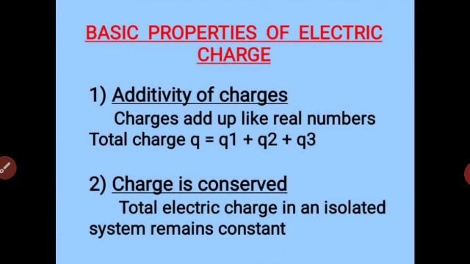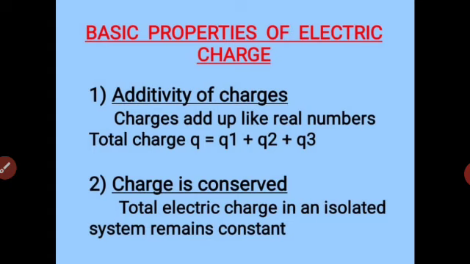Let us now see the basic properties of electric charge. The first property is additivity. That means charges can be added up like real numbers. If we have three objects with charges Q1, Q2, Q3, when we bring these three together, the total charge will become Q equals Q1 plus Q2 plus Q3. A point to be noted here is that if any one of the charges is negative, then we will take the sign into account while doing this summation.